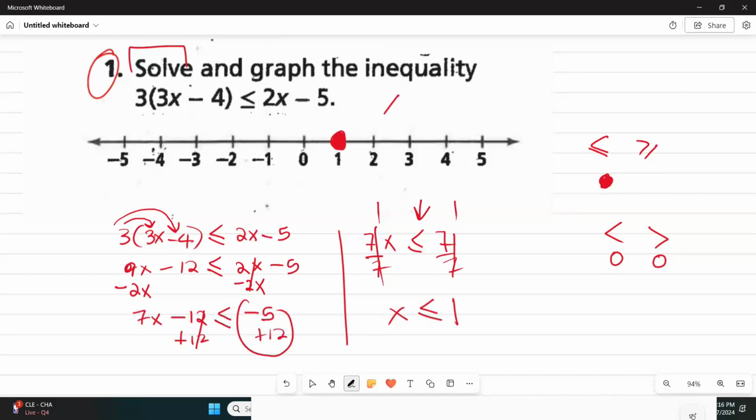Remember, we are graphing on our number line where x is less than or equal to 1. So I'm going to point in the direction of numbers that are less than 1. I'm going to point that way. And so that's the representation on the number line of my inequality. Let's go for another question.